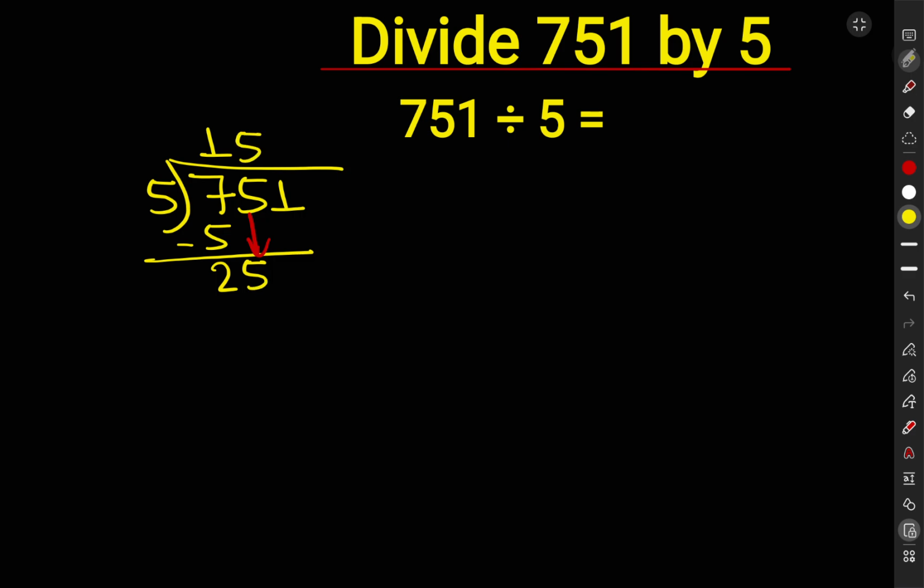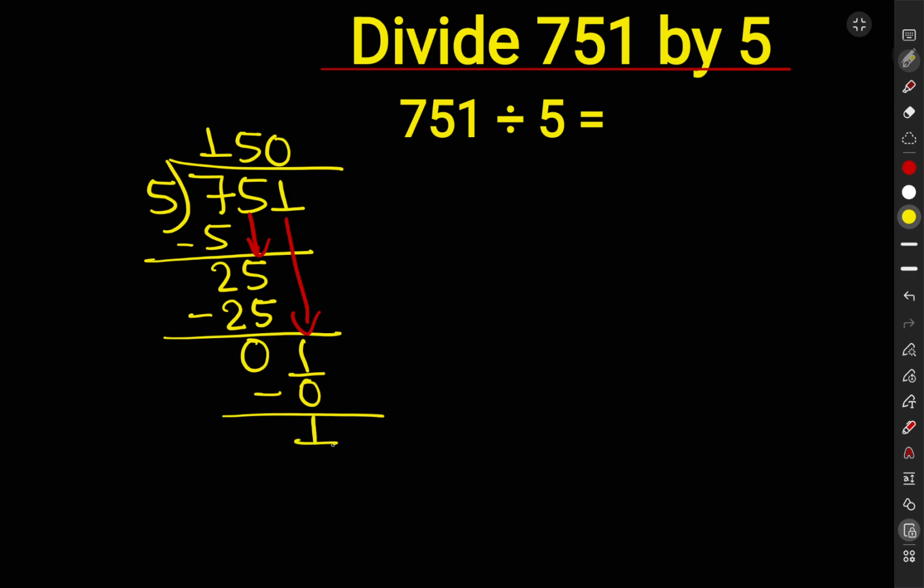So 5 times 5 is 25. On subtracting we get 0. So again we put down this 1 and 5 times 0 means 0. On subtracting we get 1.